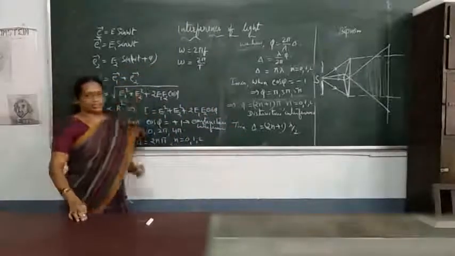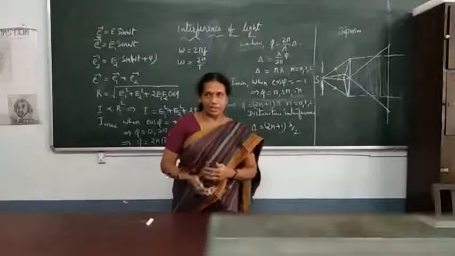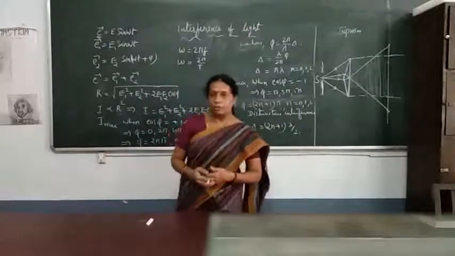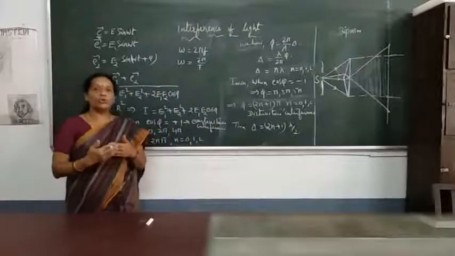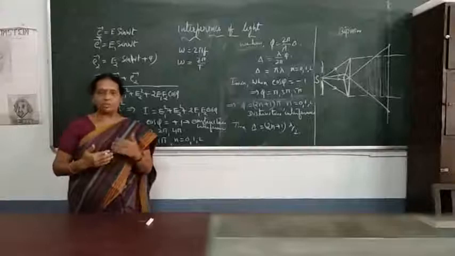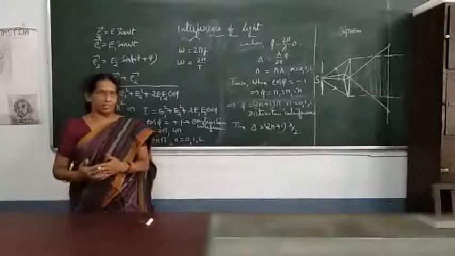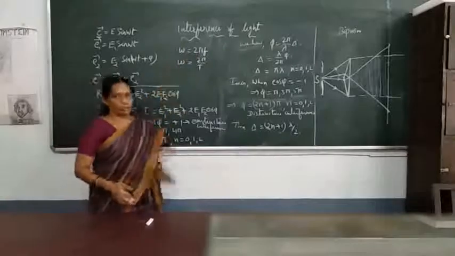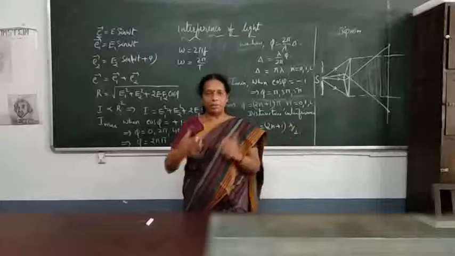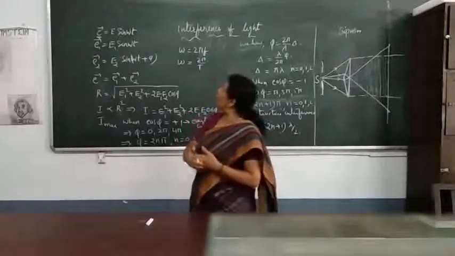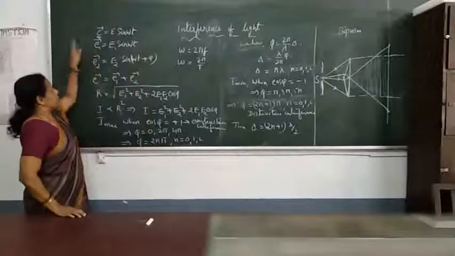Now interference. Interference is the modification in the intensity of light due to superposition of two waves. Whenever two waves fall on each other, there will be modification in the intensity. That is called interference of light. Modification means light intensity becomes maximum and minimum alternately. It is called interference.